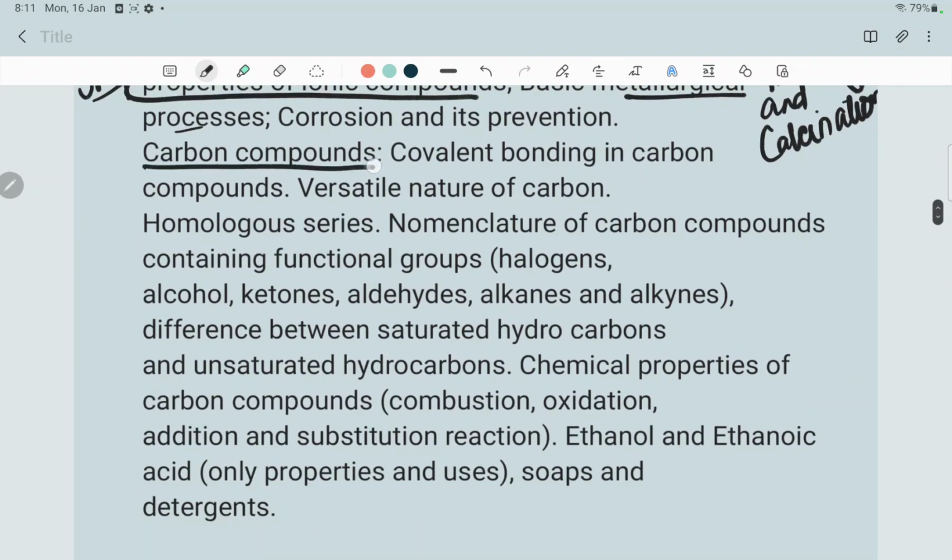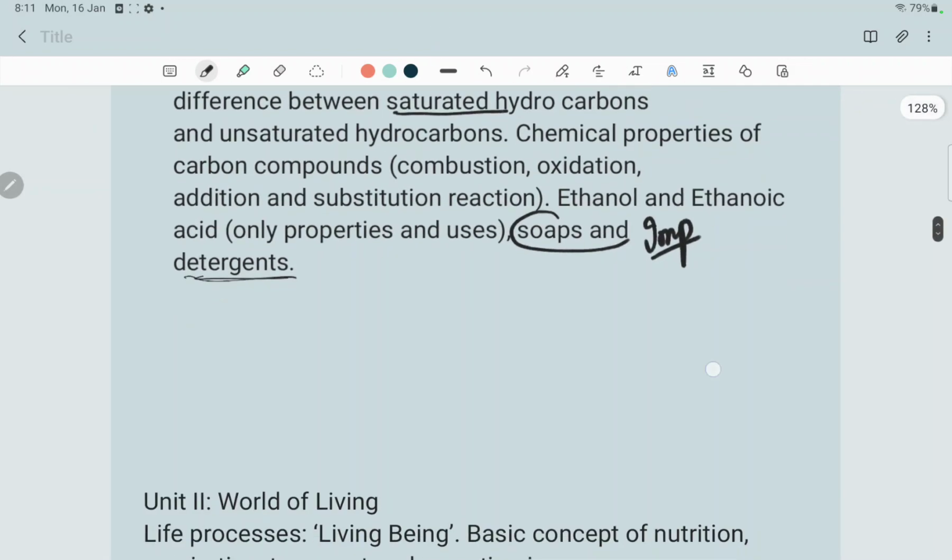The next chapter, which is chapter number 4, carbon compounds. Here I should know why carbon is creating so many compounds. I must know how do we name the carbon compounds. We should know the difference between saturated and unsaturated hydrocarbons. And last but not the least, the most important topic here is soaps and detergents, from which you will get questions regarding micelle formation. So this is one of the most important topic of this chapter.